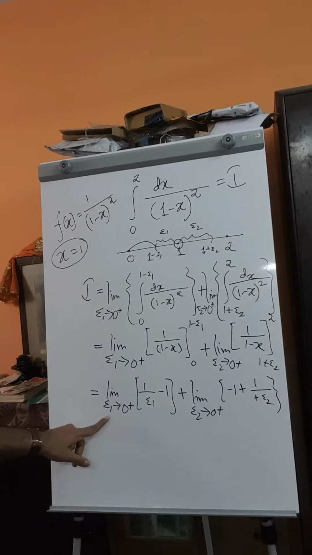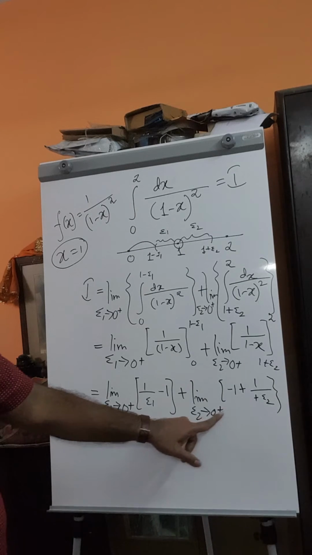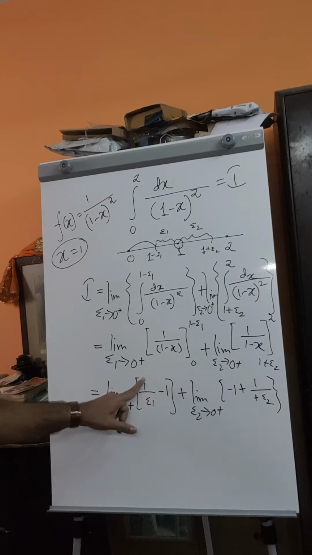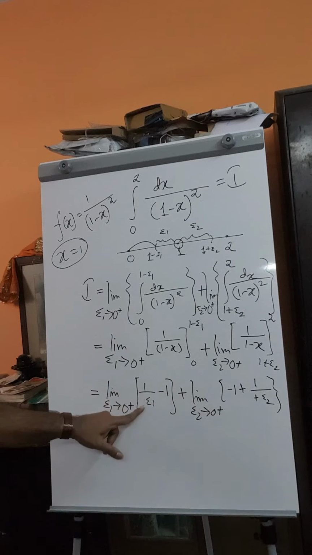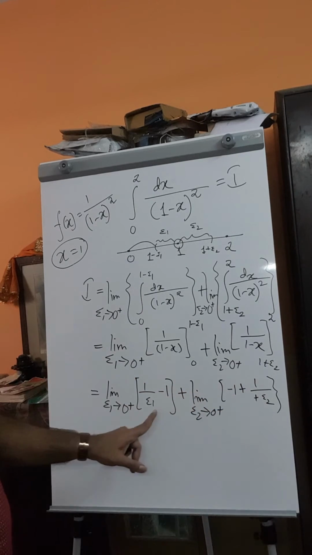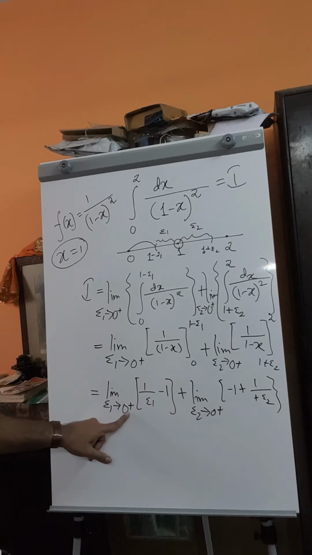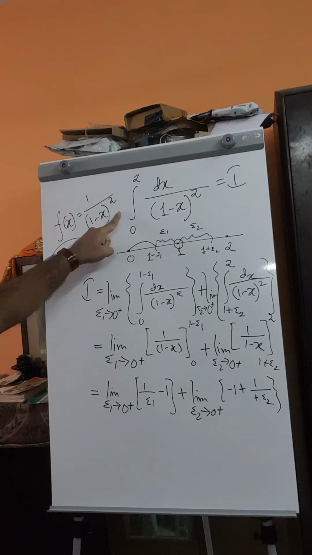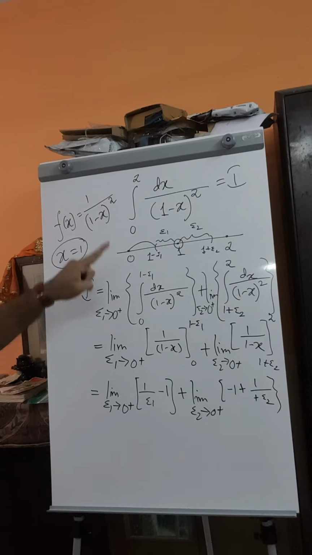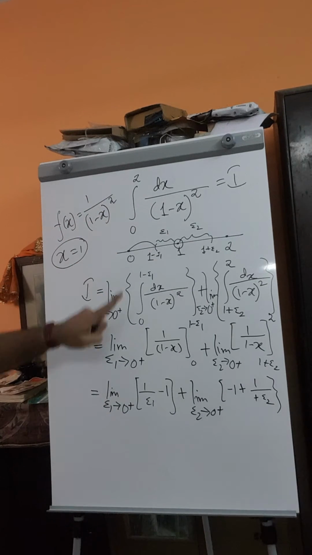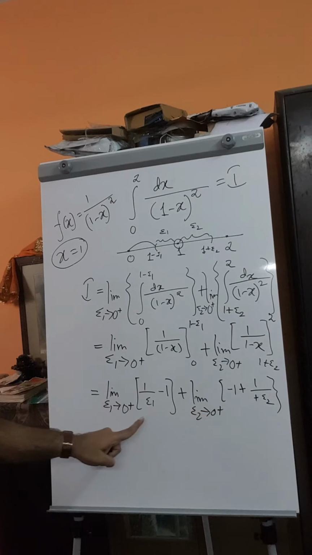Now, if I replace epsilon 1 by 0 and also epsilon 2 by 0, both these two portions become infinite. 1 upon 0 plus, here also 1 upon 0 plus, both become infinite. So, hence both the limits do not exist. If at least one of them does not exist, we say this improper integral does not exist. So, therefore, finally we shall say that this improper integral does not exist because both the limits tend to infinity.